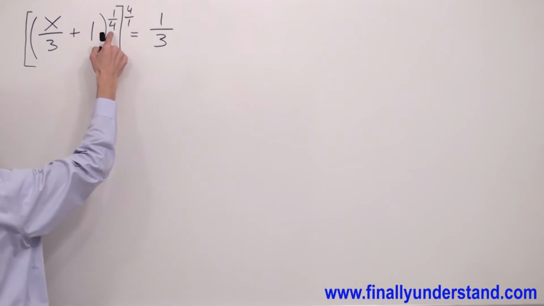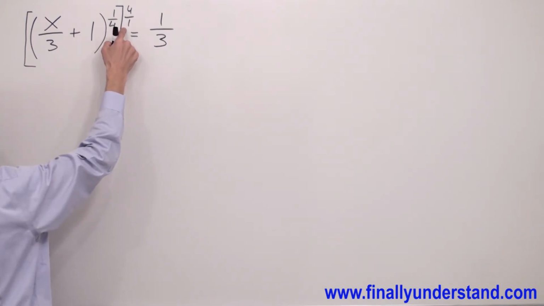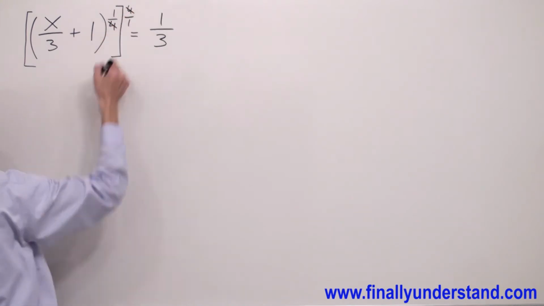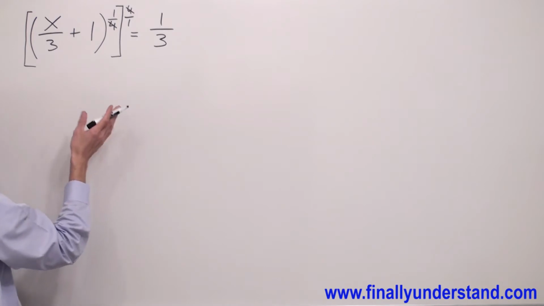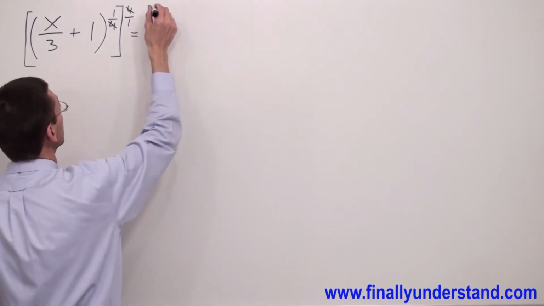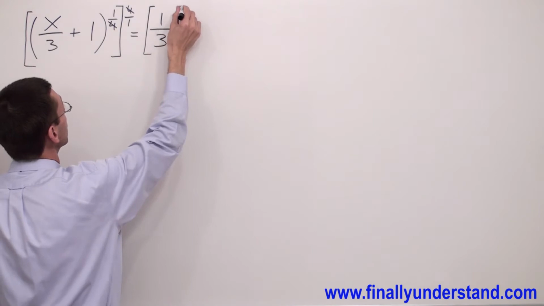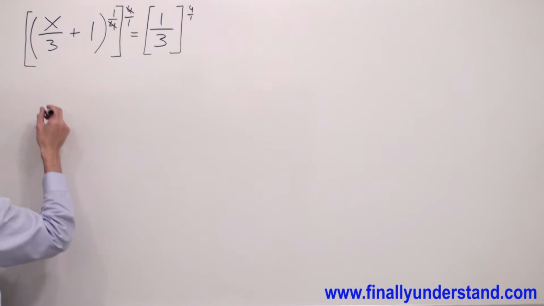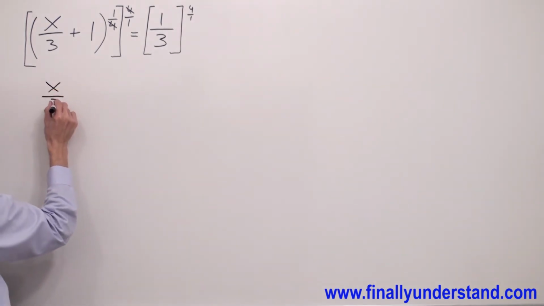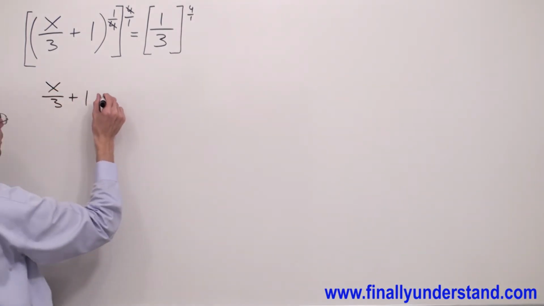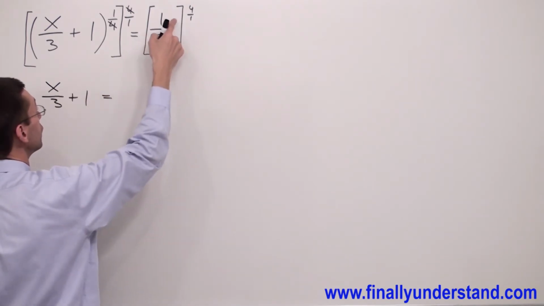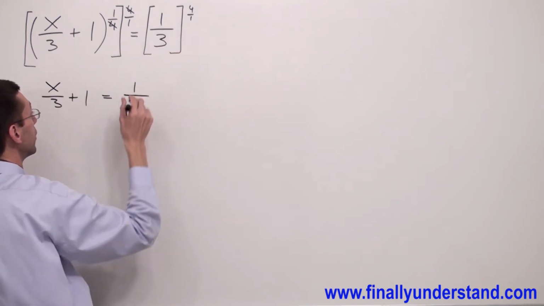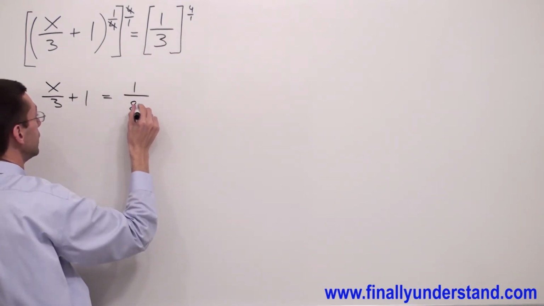Remember, anytime I have an exponent outside of the bracket and inside, I have to multiply them together. So 4 and 4 will cancel out. Whatever I did to the left side, I have to do the same thing to the right side. So I have 4/1, which is basically 4. x over 3 plus 1 equals 1 to the 4th power, which is equal to 1. 3 to the 4th power is equal to 81.